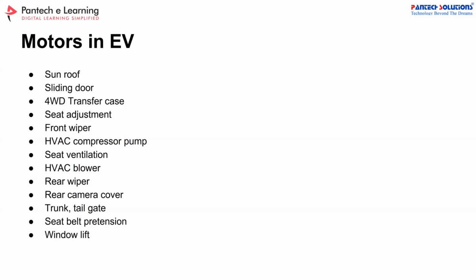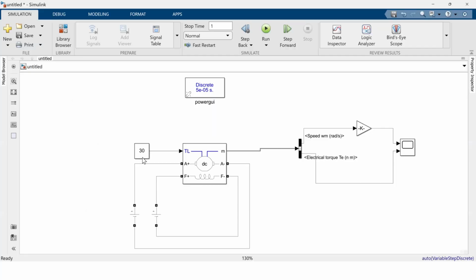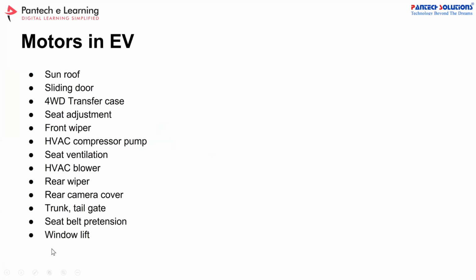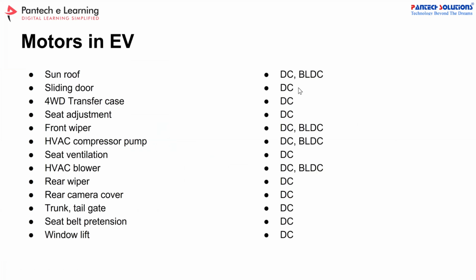What is indicated by the constant value? Here the constant value is nothing but a torque load. We are loading the motor with the torque in Newton meter. And these are all the motor applications required by the EV, right? So for these applications, we can use either a DC motor or a BLDC motor.